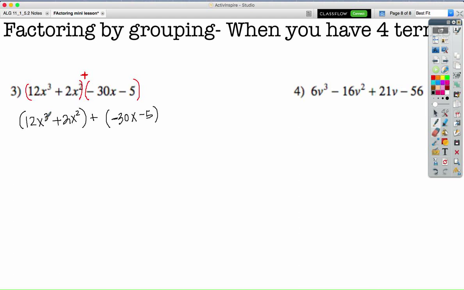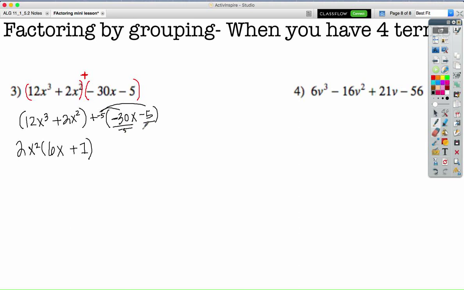So the point of doing this is that now we can group these two together, and we can pull out the common factor of each individual parentheses. So in the first parentheses, 12 and 2, we can factor out a 2. X cubed, x squared, we can factor out an x squared. And what we'll be left with in our first parentheses is just a 6x plus 1. In the second parentheses, we can factor out a negative 5.